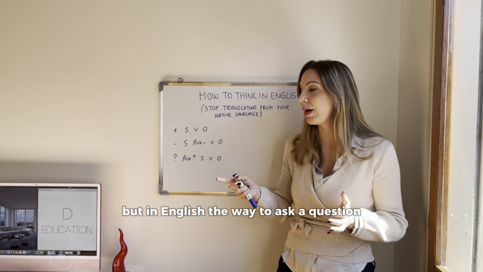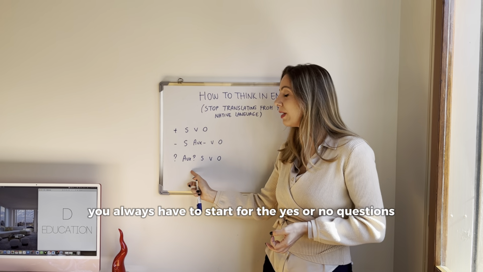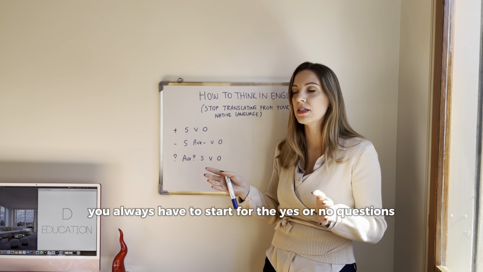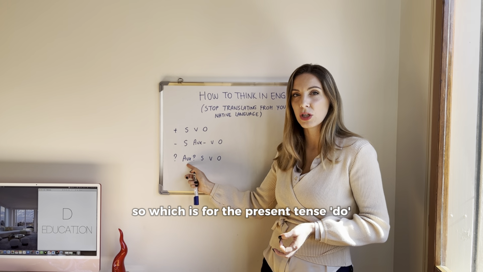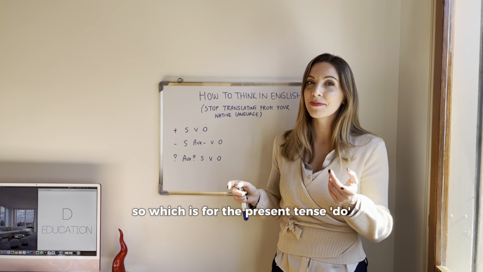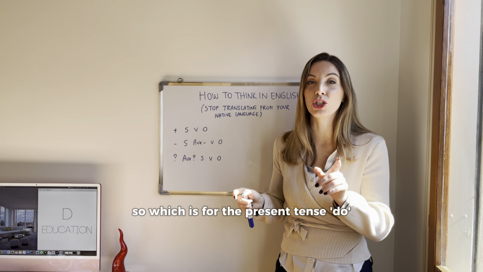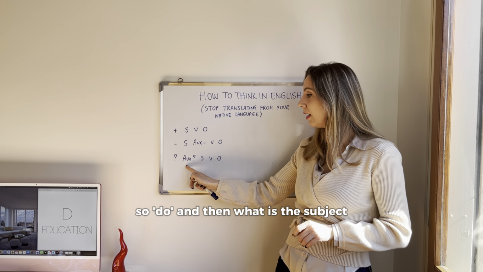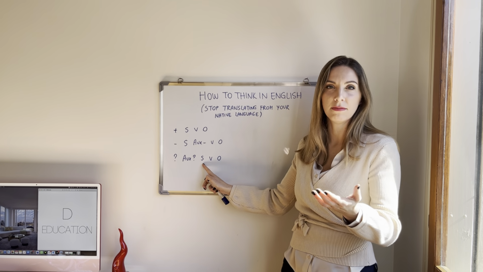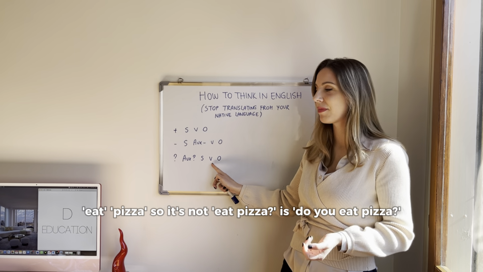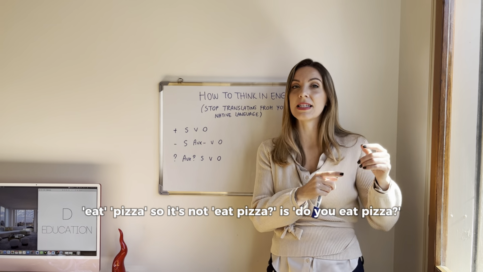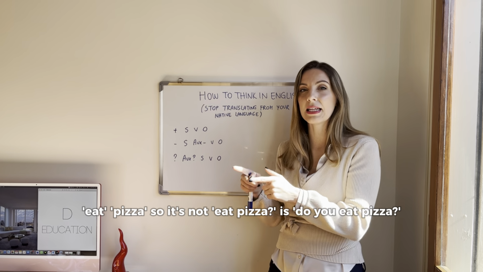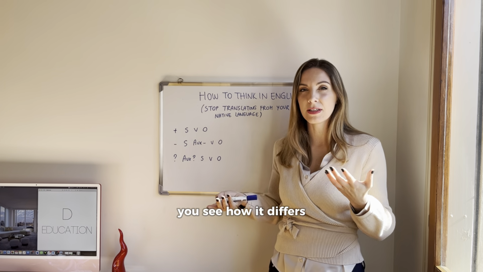But in English, the way to ask a question, for yes or no questions at least, you always have to start with the auxiliary verb. So, which is, for the present tense, do. So, do, and then what is the subject? You eat pizza. So it's not "eat pizza", it's "do you eat pizza?" You see how it differs?